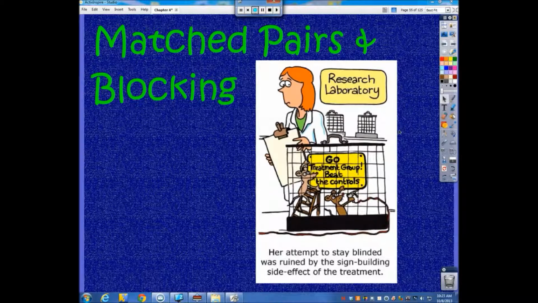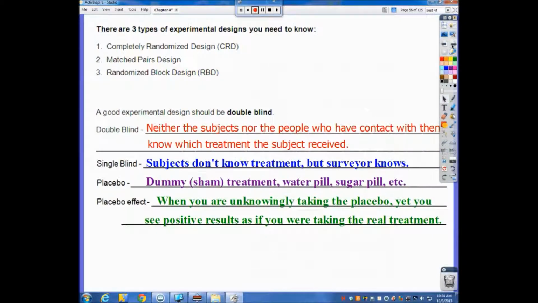In the second video of Chapter 4, we're going to be examining two different types of experimental designs that are specialized, and they are called a matched pairs and a block design.